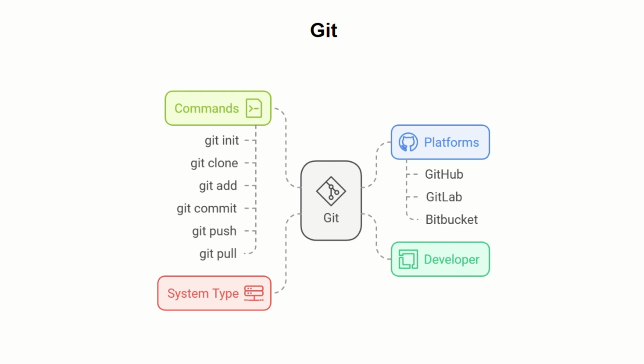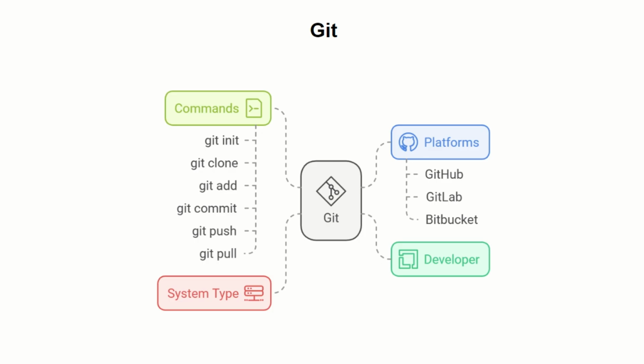So the common Git commands are git init, which initializes a new Git repository; clone, which copies a remote repository to your local machine; git add followed by the file, which adds the changes to the staging area. Then git commit with a message, which commits the changes with a description. Then push and pull: git push pushes the changes to a remote repository, and pull fetches the updates from the remote repository. These are the common commands. We have a lot more.